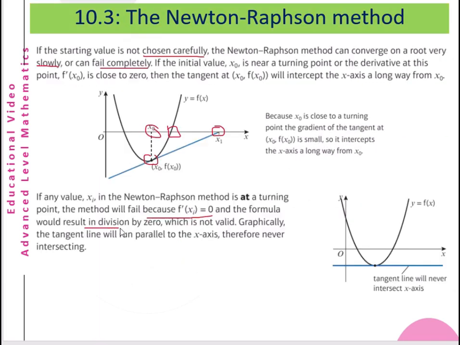Therefore, this results in a division by zero, which is not valid. Graphically, the tangent line will run parallel to the x-axis. This tangent line is parallel to the x-axis and therefore never intersects the x-axis.